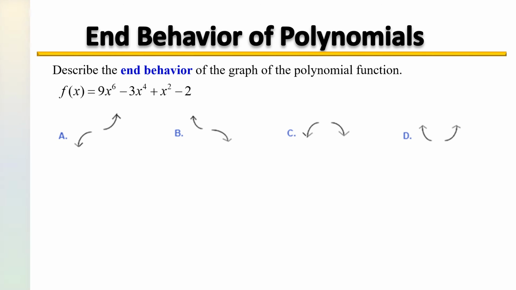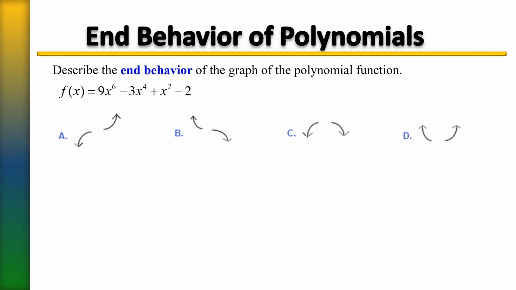Last practice problem. Describe the end behavior of the graph of the polynomial function f of x equals 9x to the 6th minus 3x to the 4th power plus x squared minus 2. So the leading term is 9x to the 6th power.